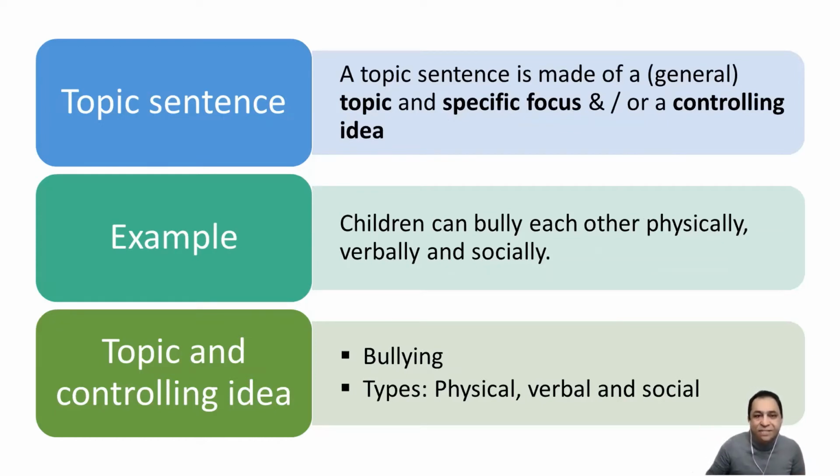Another one here is: children can bully each other physically, verbally, and socially. If somebody asks you in how many ways can children bully each other, you could answer that question this way and then write a paragraph about it. Children can bully each other physically, verbally, and socially. And I think adults too. What do we have here? The topic is bullying. Types is what it's going to be focused on. So the controlling idea is different types of it: physical, verbal, and social.